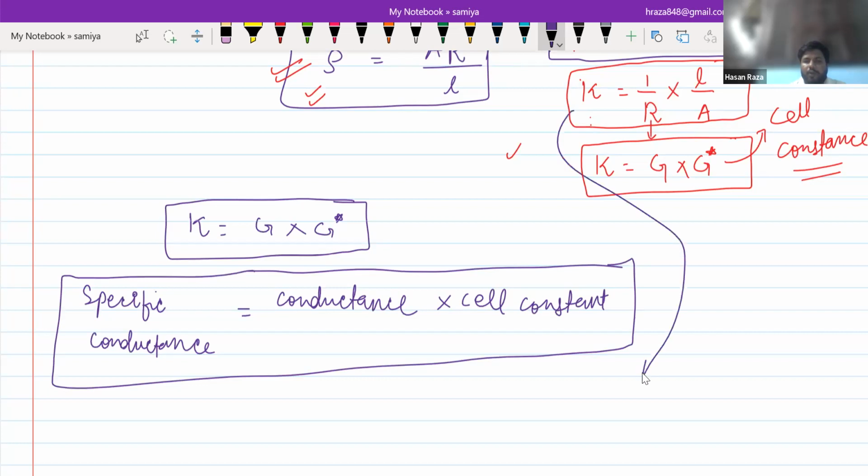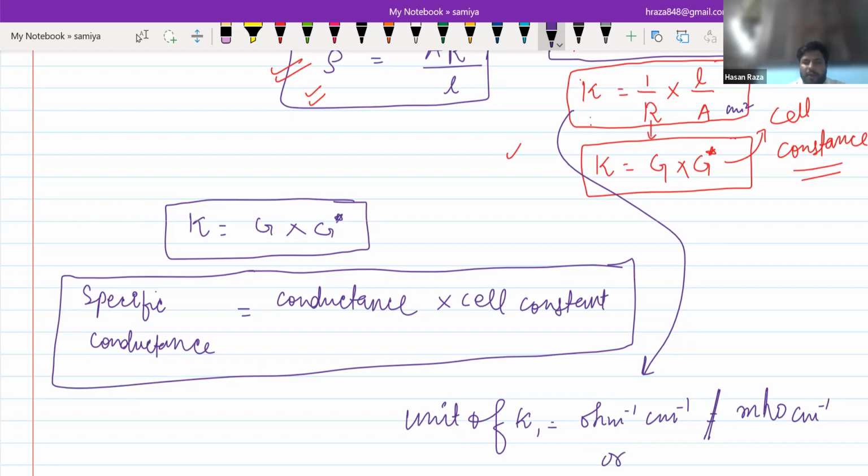Also, it is important to note the unit of kappa, that means conductivity or specific conductance. You can see 1 by R, that means 1 by ohm, so I can write per ohm, and this is centimeter square, so it will be per centimeter. So we can write mho per centimeter, or per ohm per centimeter, or mho is also known as Siemens per centimeter. So the unit of kappa is per ohm per centimeter, mho per centimeter, or Siemens per centimeter. Okay.